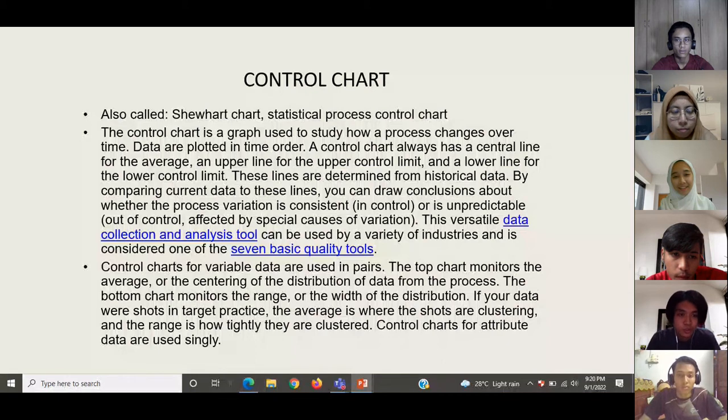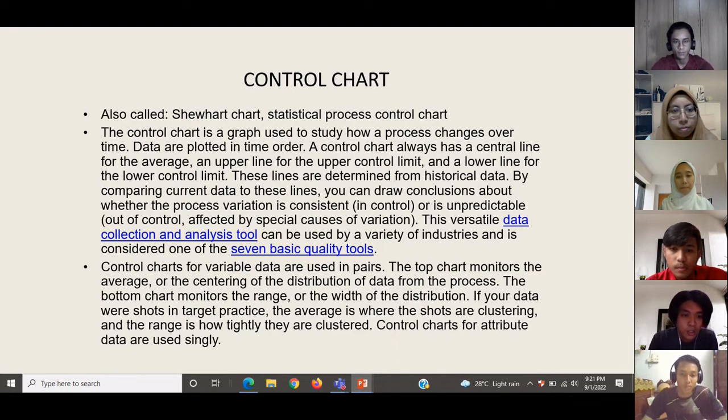Okay, for the control chart. A control chart is also called a Shewhart chart or statistical process control chart. The control chart is a graph used to study how a process changes over time. Data are plotted in time order. A control chart always has a central line for the average, an upper line for the upper control limit, and a lower line for the lower control limit. These lines are determined from historical data.